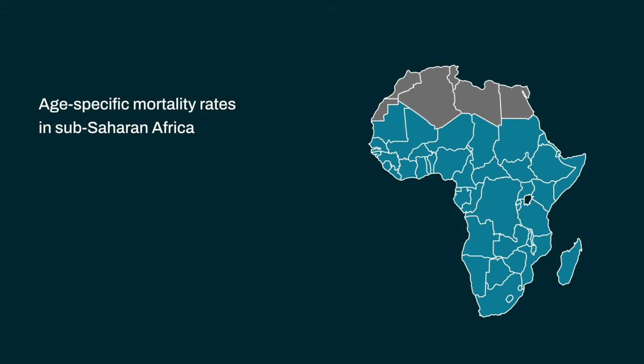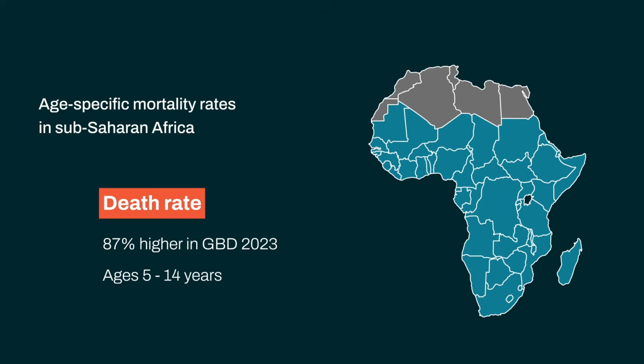In sub-Saharan Africa, the death rate for children between 5 to 14 years old was 87% higher than our old models were telling us. We also saw the death rate increase by more than 60% for females aged 15 to 29 in this region, and decrease by 13% for people 50 and older. These changes are due mainly to new data sources that we were able to incorporate into our new models.